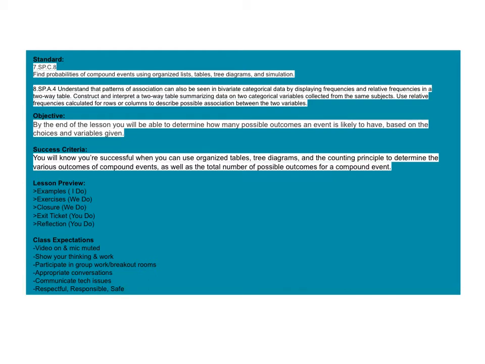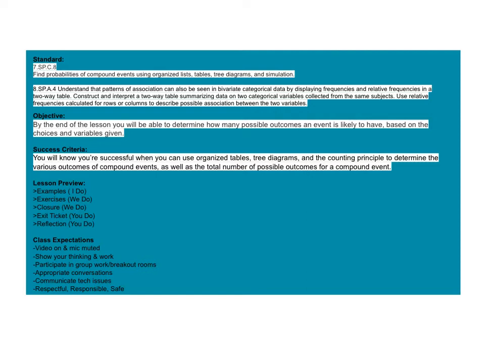Today we are going to be finishing up one of our last lessons for Module 6. We are working on a different standard today, and it kind of flashes back to 7th grade as well, about probabilities of compound events. So the standard we're working on is 8SPA4, Understanding Patterns of Association in Bivariate and categorical data by displaying frequencies and relative frequencies in a two-way table. We've already kind of covered that. So what we're really focusing on today is more the compound events. So interpreting those kind of things and summarizing them.